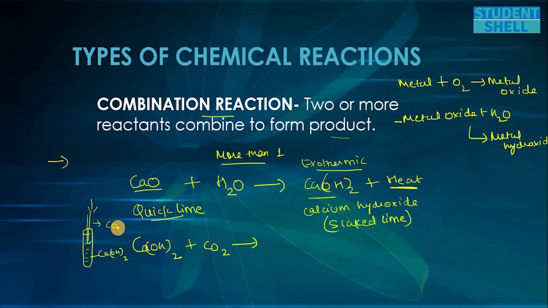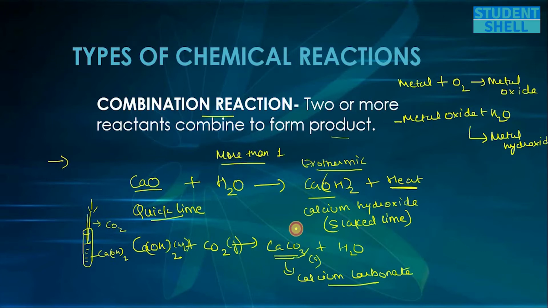If you bubble CO2 through it, what we get is CaCO3 plus H2O. This was liquid, this is the gas, and here we have solid CaCO3 being formed. That is calcium carbonate. Now after this dries off, it will give the shiny appearance on the walls after a whitewash. The shiny appearance on the walls is because CaCO3 has dried and it has a shiny white color.